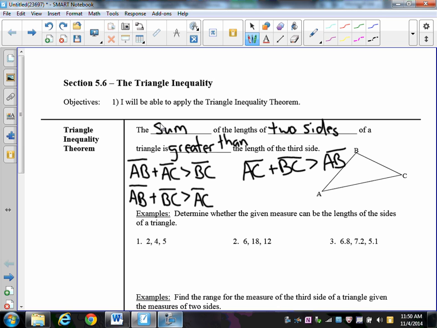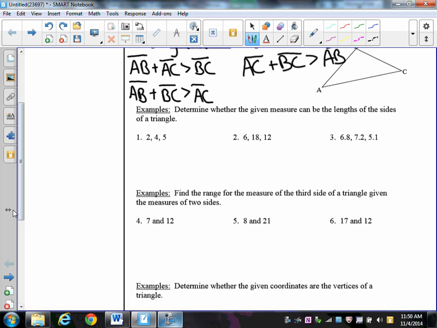So whenever we get into some examples, this is actually a lot simpler than all this notation may make it seem to be. We need to determine whether the given measures can be the lengths of the sides of a triangle. So what we're going to do is add the two smallest sides. We're going to do 2 and 3 together. Do 1 on your own.